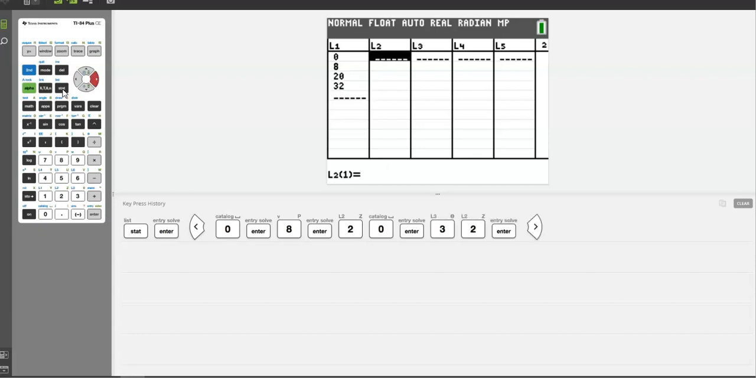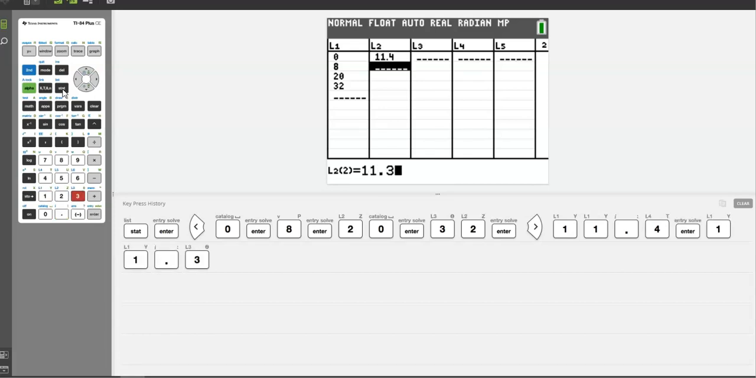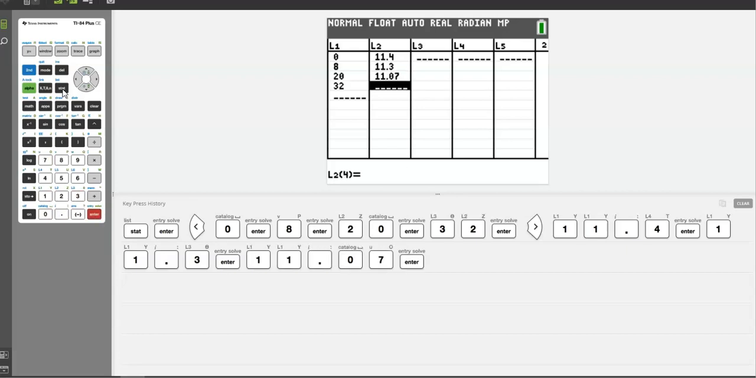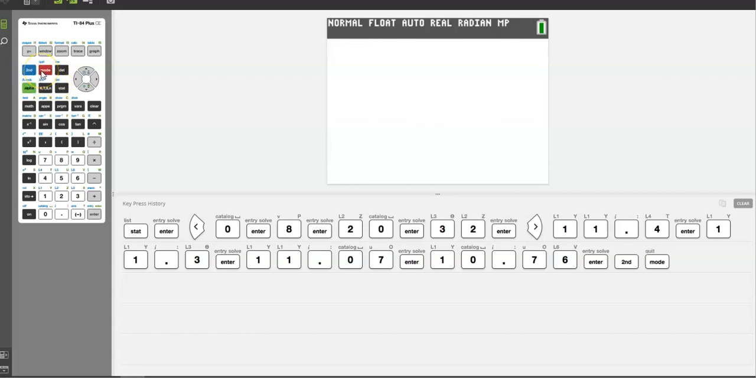Now I'm going to hit the right arrow and go over to L2, and I'm going to put all of those y values, which were the times. So 11.4, enter, 11.3, enter, 11.07, enter, and 10.76, and hit enter. So there now I have my x values in the L1 column, and I have my y values in the L2 column. At this point, I'm going to hit second quit, and that's going to take me back to the screen that we usually use for calculations.